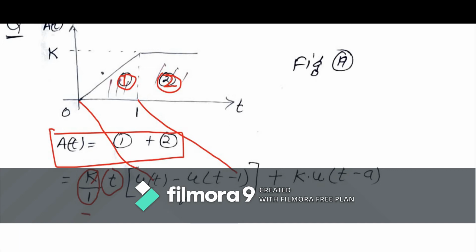Second is a shifted step function. For a shifted step function, as already we have discussed, the expression is, first of all, write down the magnitude, which is k, then u of t minus shifting point. Here it is 1. So this is the expression for figure number 19.